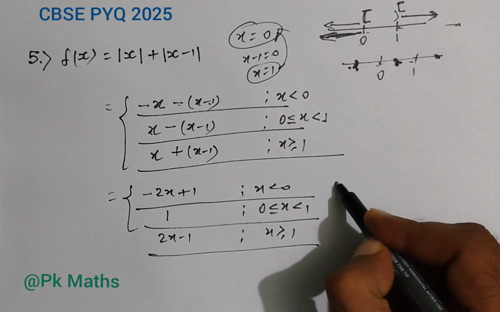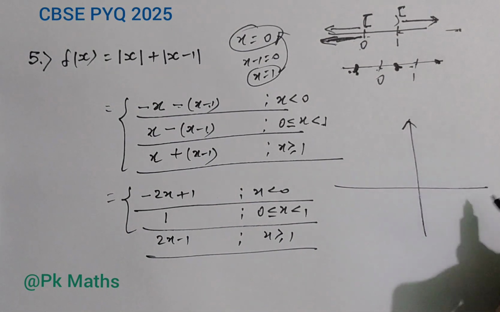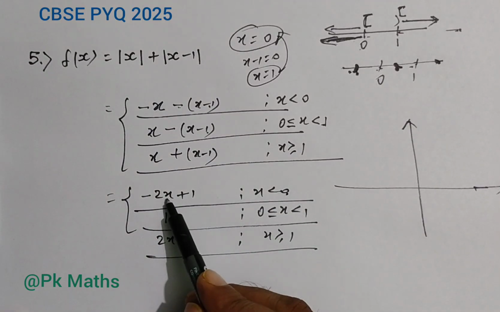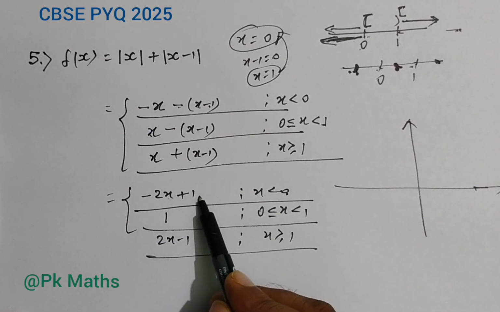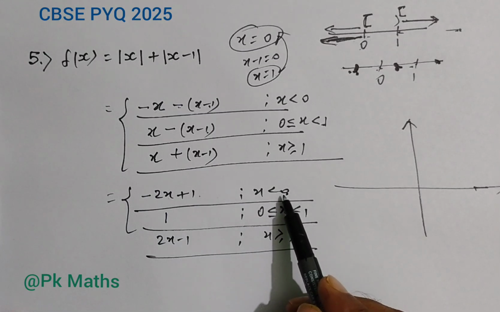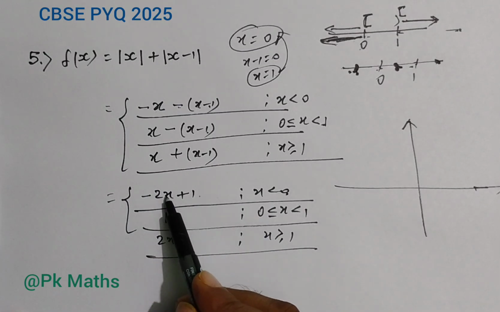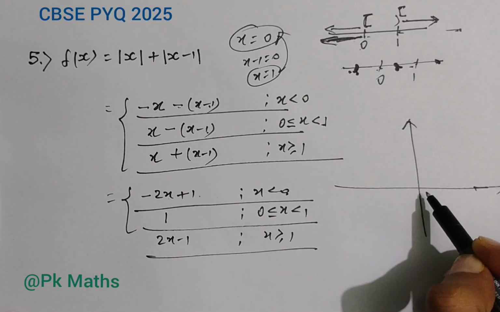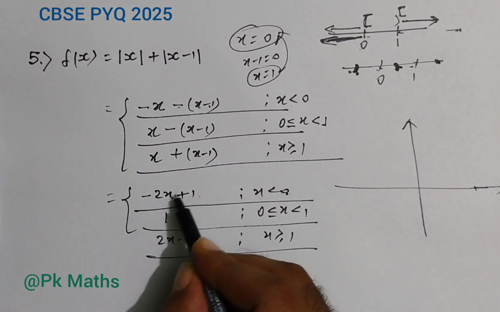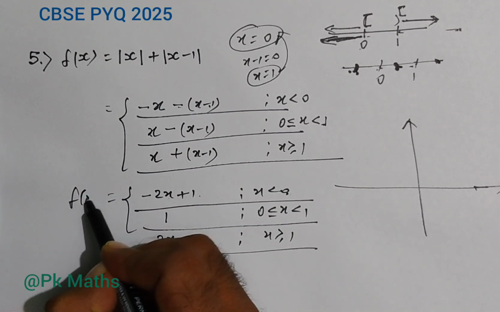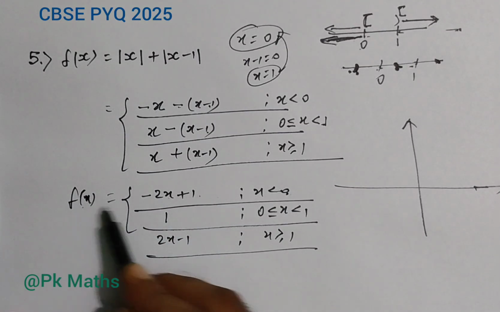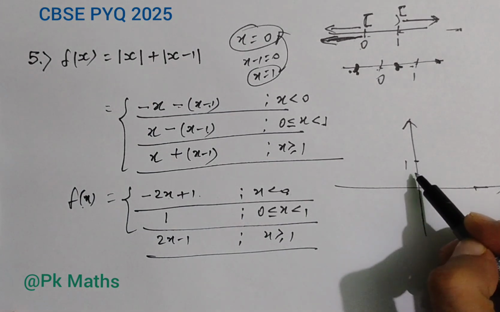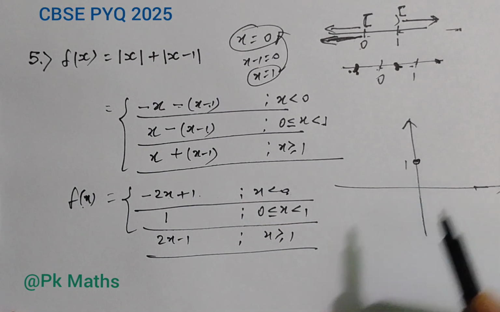Now let's sketch this function. So how to sketch? For x less than 0, put x equals to 0 here: minus 2 into 0 plus 1. Treat it as a boundary condition. Put x equals to 0, minus 2 into 0 plus 1, that is 0 plus 1, 1. Okay, so for x less than 0, output is 1. What is this? f(x), that is y equals to 1 at x equals to 0. So this is your point 1, less than 0, open interval.